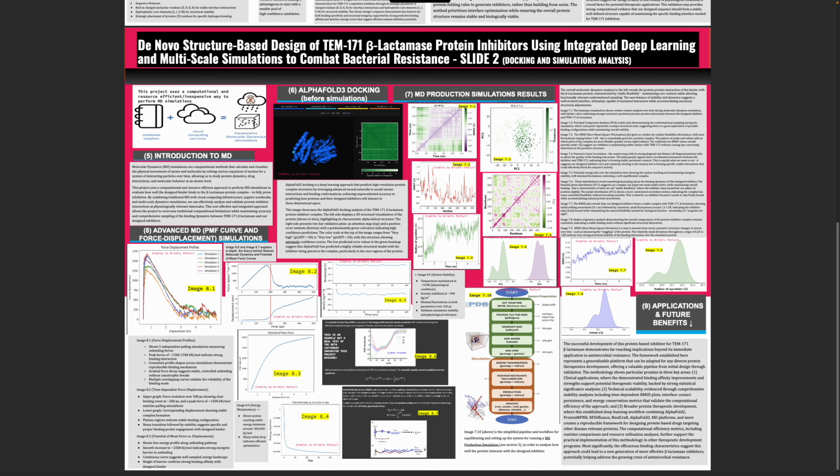Second, the technical scalability of this approach opens new possibilities in protein therapeutics. The stability analysis, including time-dependent RMSD plots, interface contact persistence, and energy conservation metrics, validate not just the specific inhibitor that we've designed, but the entire computational framework. And this validation suggests that the approach could be adapted to target other disease-relevant proteins, potentially changing as a whole how we develop treatments for a range of medical conditions.